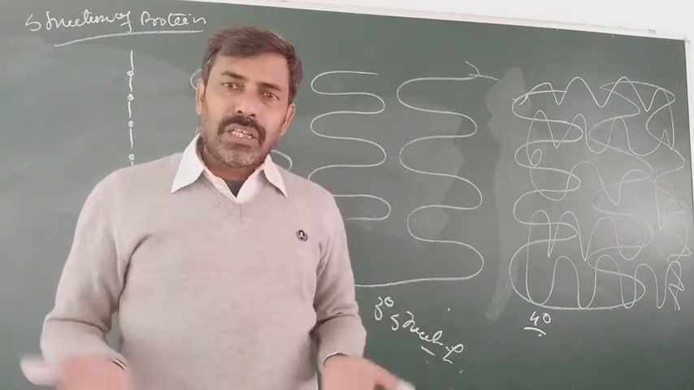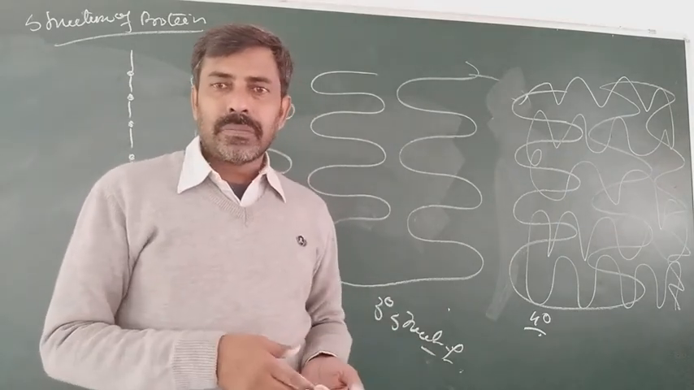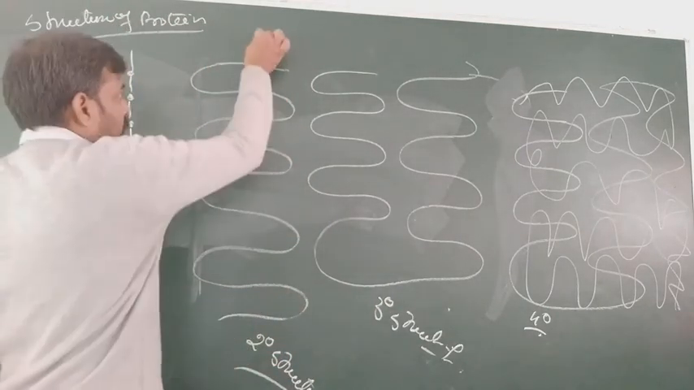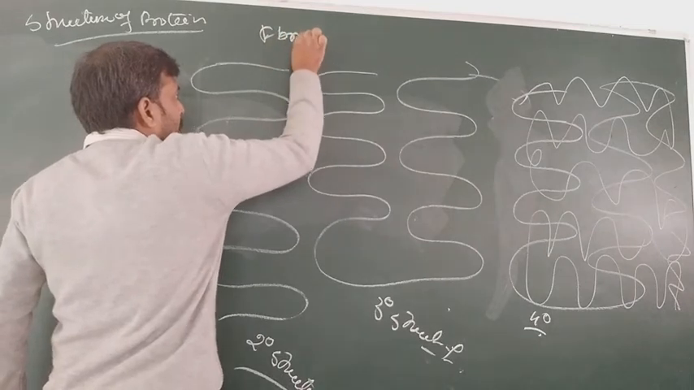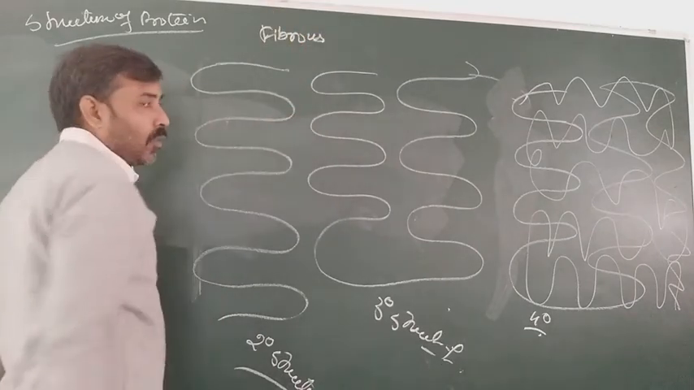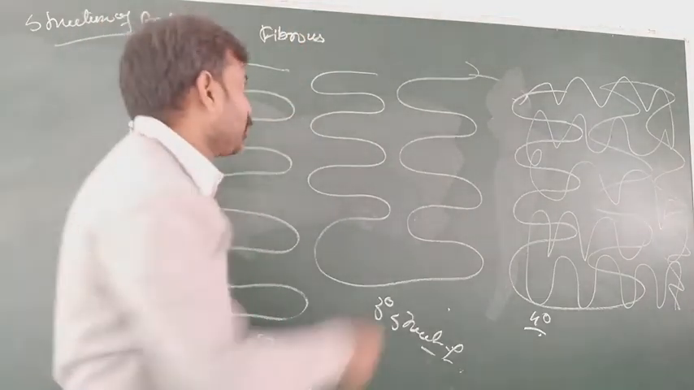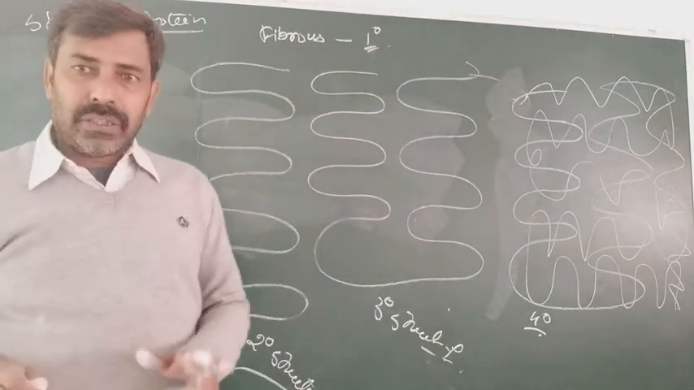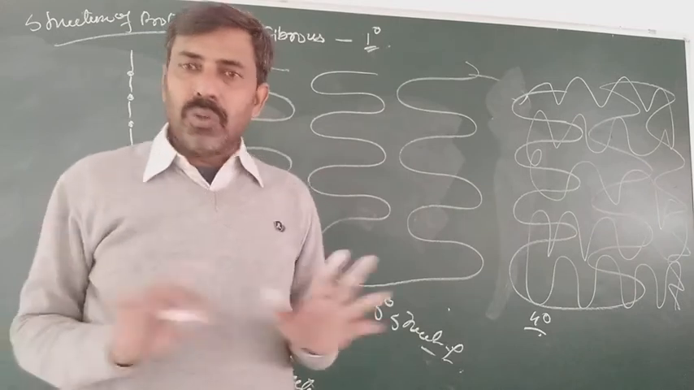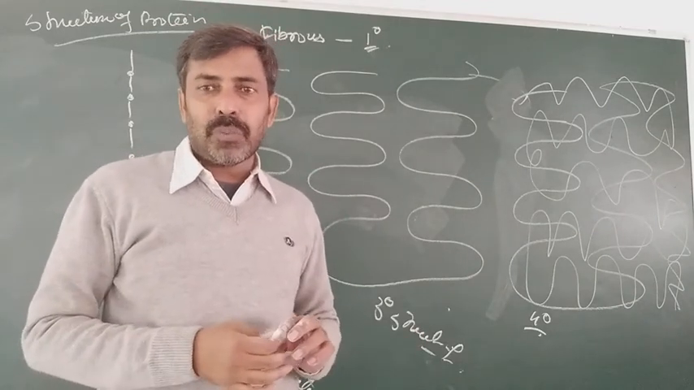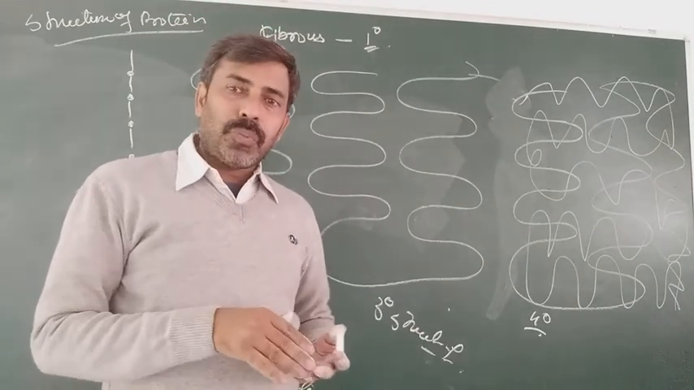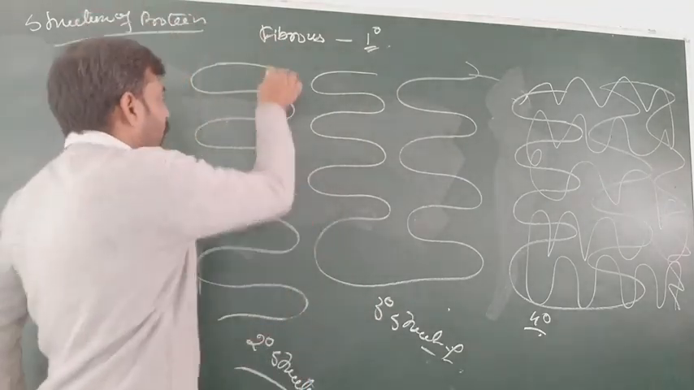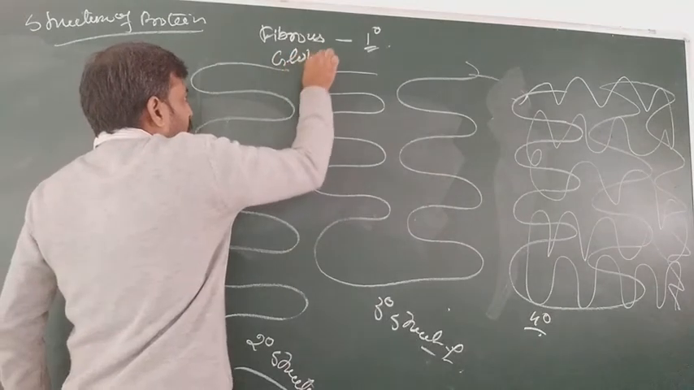Since these are the structures of the protein, on the basis of the structure of protein you can classify the proteins into two parts. The first type of protein is called the fibrous proteins. What are the fibrous proteins? The fibrous proteins are those proteins which contain only primary structure. That means they are linear. There is no folding in the case of the fibrous protein. But if there is folding, if there is secondary, tertiary, quaternary, all the folding, then the protein will be called globular protein.